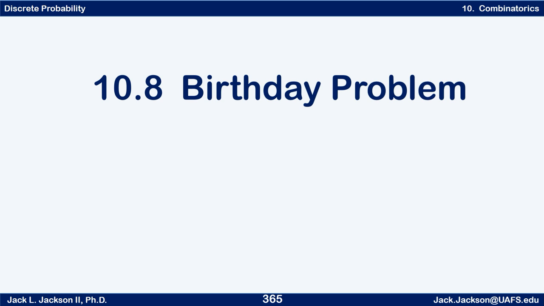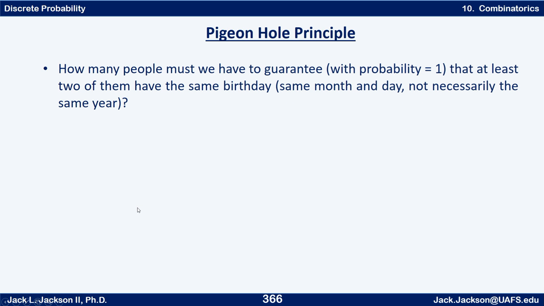This is Jack Jackson. We're going to look at using some combinatorics to solve a classic problem called the birthday problem. So the first thing I want to ask you is how many people must we have in a group to guarantee with probability 1 that at least 2 of them have the same birthday? We're talking about the same month and day, not necessarily the same year. How many would that be?